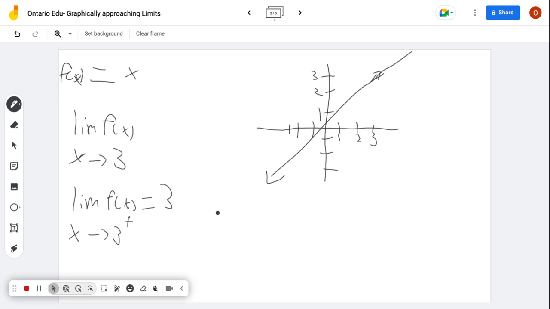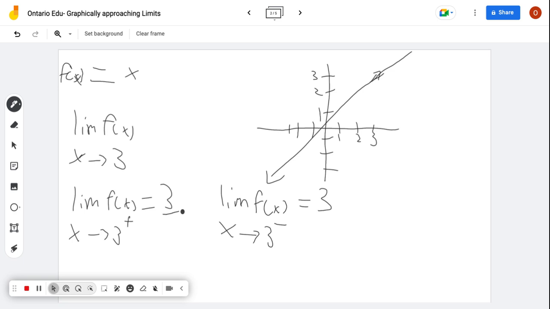Now we'll do the same thing for the left hand side. The limit of f of x as x approaches 3 from the left. Again, just follow the graph going to 3 from the left side. We go until we hit 3 and we stop here as 3 is right here. And what's our y value? 3 again.